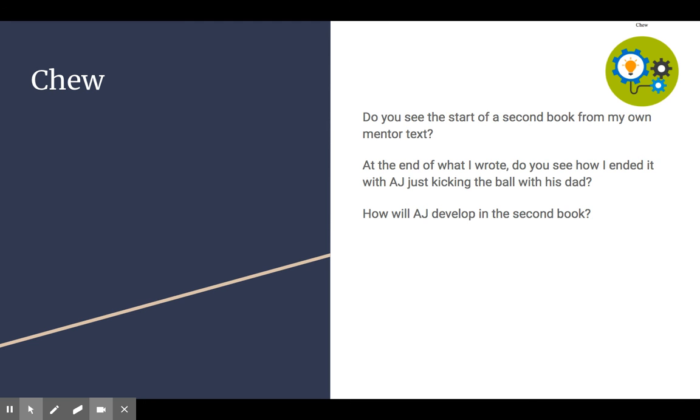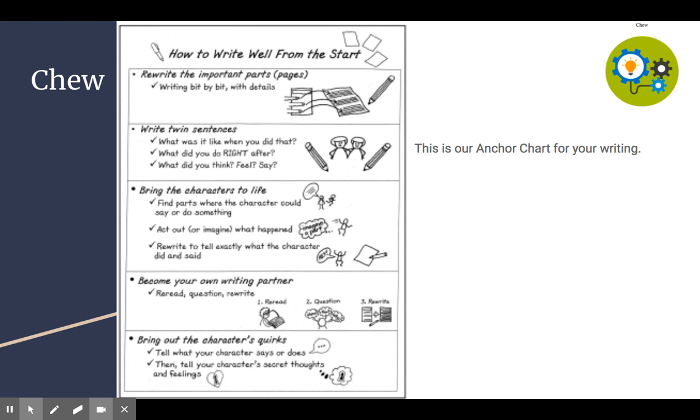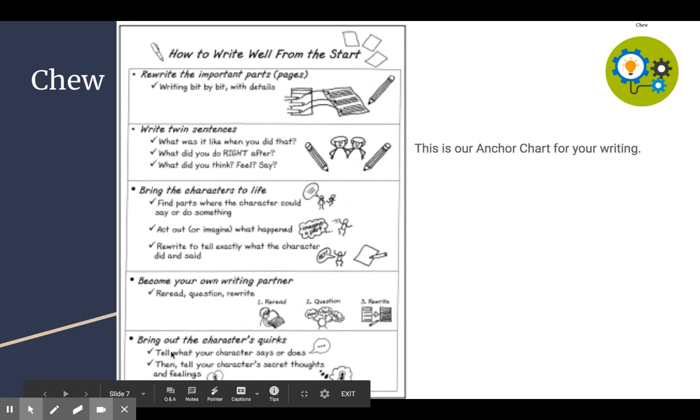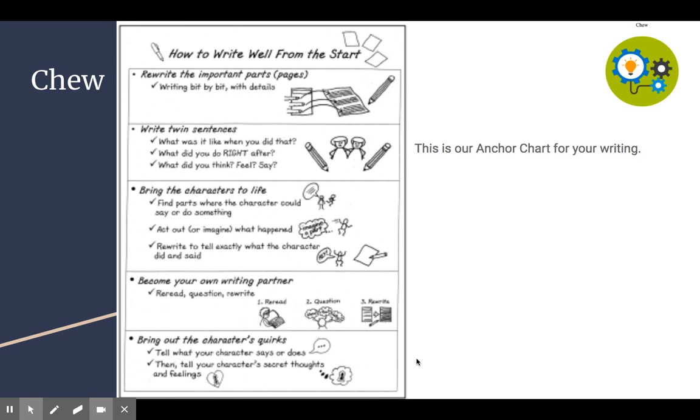How will AJ develop in the second book? Hmm. So these are the things that, as you start going into the second book of your series, okay, the anchor charts. So rewrite important parts. Write tiny sentences, right? So write bit by bit. What was it like when you did that? What did you do right after? What did you think, feel, say? Bring the characters to life. Find parts where the characters could say or do something. Act out or imagine what happened. Rewrite and tell exactly what the character did and said. Become your own writing partner. Reread, question, rewrite. Bring out the characters' quirks. We're going to learn about the quirks on Wednesday, so don't worry about that part too much.